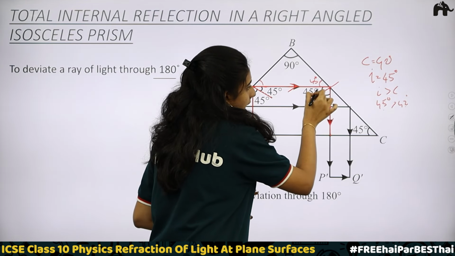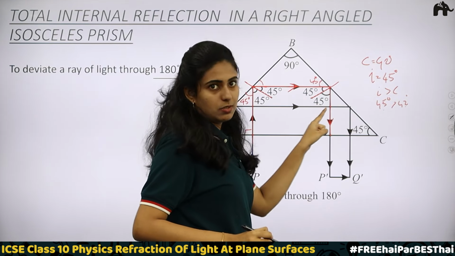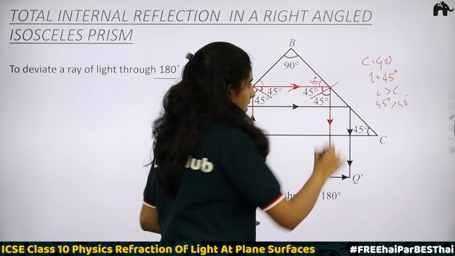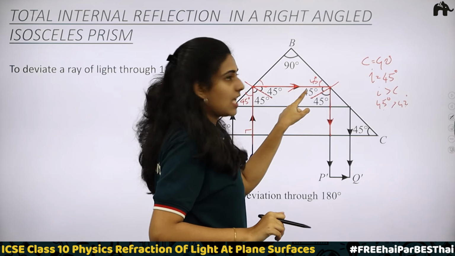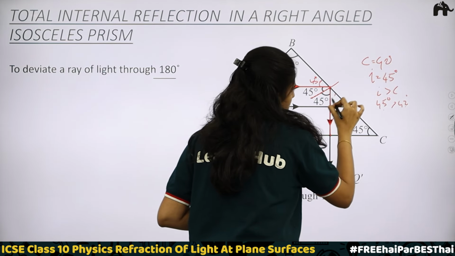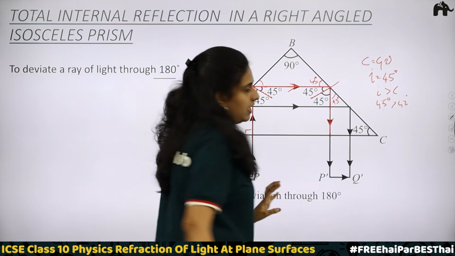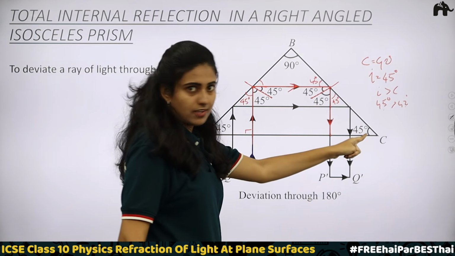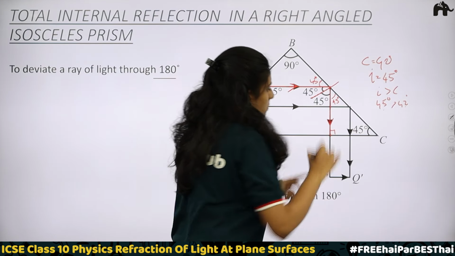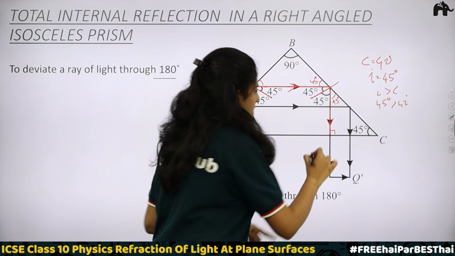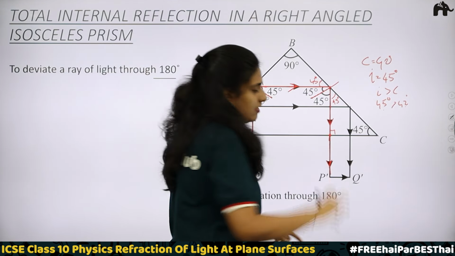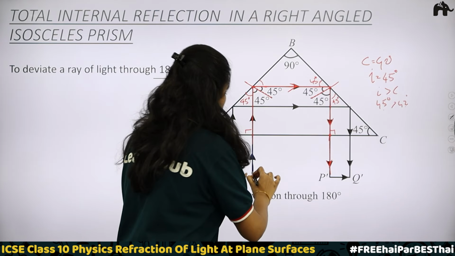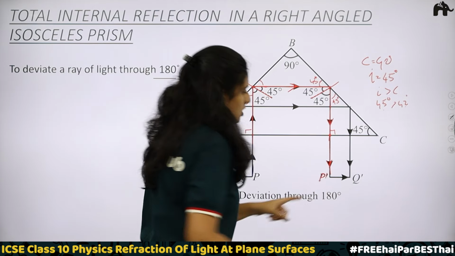Now angle of incidence and angle of reflection will be 45 degree. Again this is normal, 90 degree. This part is 45 degree because i is equal to r. And this part also will be equal to 45 degree. Therefore this should be 90 degree. Normal incidence is happening and the ray will come out undeviated. So for P you are getting P dash here.